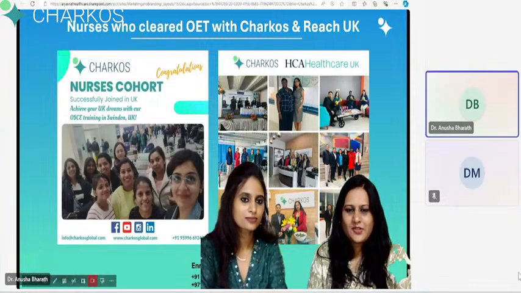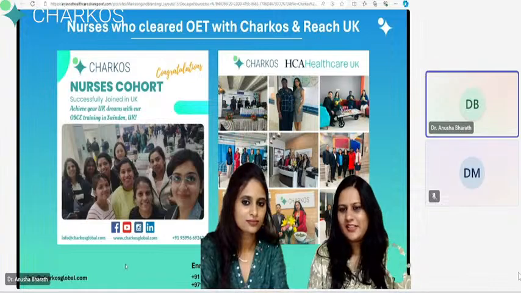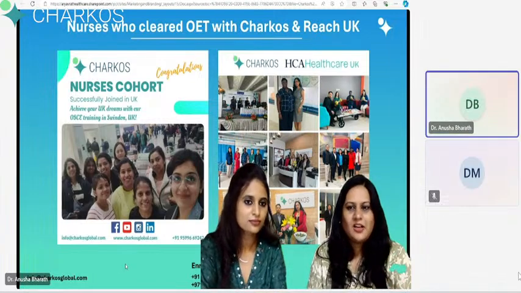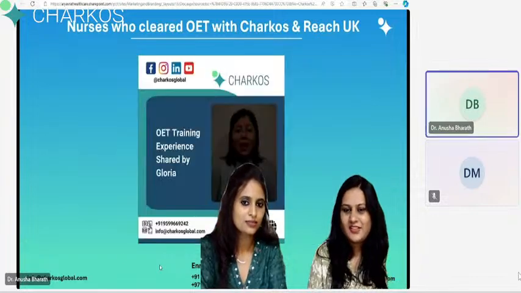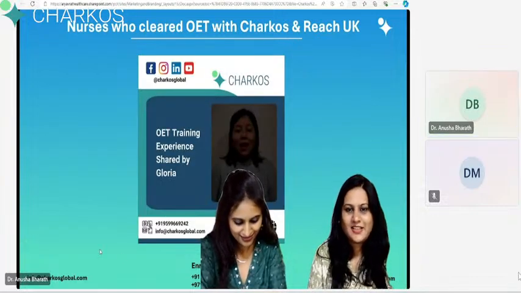These are the beautiful pictures of our nurses who have successfully joined in the UK. It's nice to see them getting settled over there.